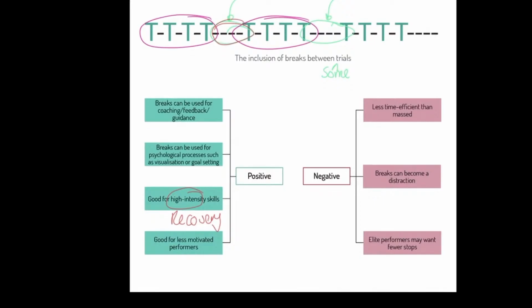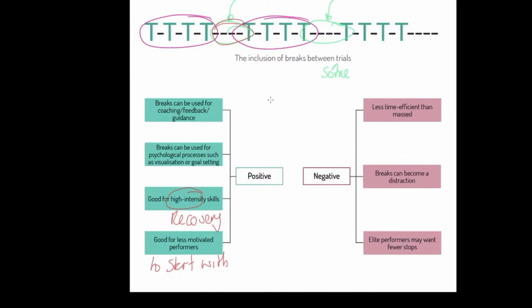So we've got another point here. Good for less motivated performers. This is what you're going to write in your exam. I've got mixed feelings about this. I would say, to start with, if we take a skill that could be done with mass practice and we do it distributed because our learners don't want to be there, of course, we've got to change the fact that the learners don't want to be there, haven't we? So to start with, we might use distributed practice and then we might move on.